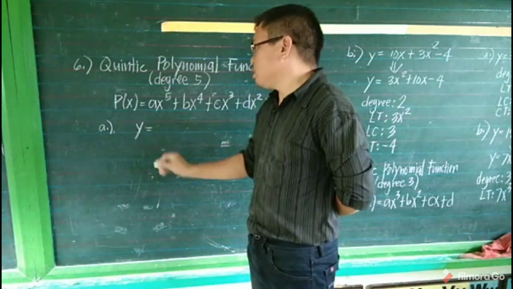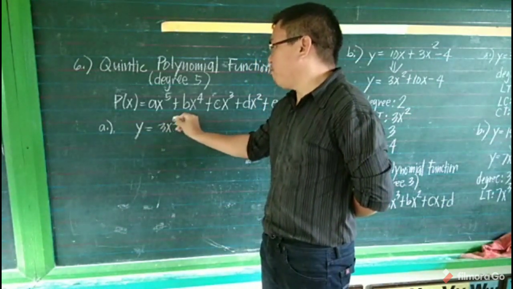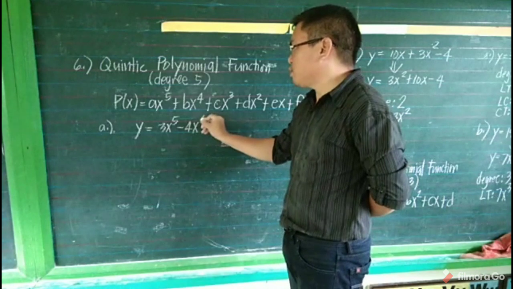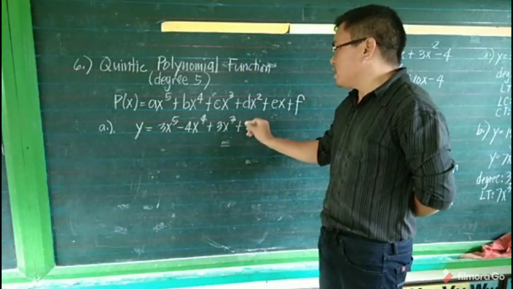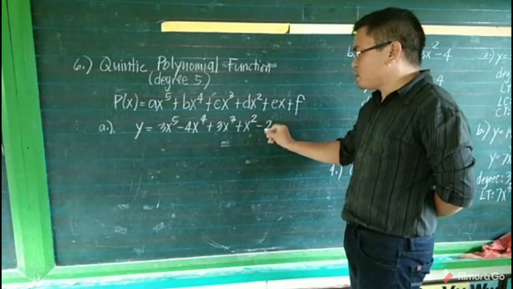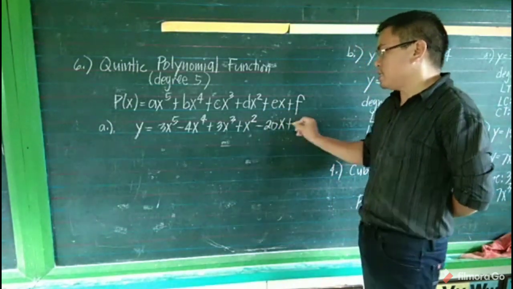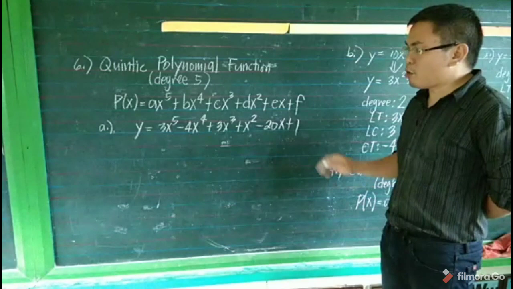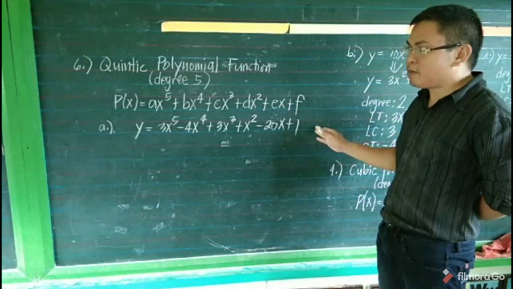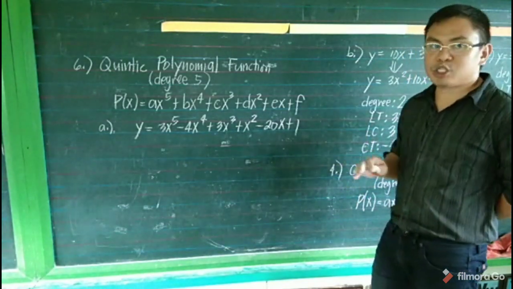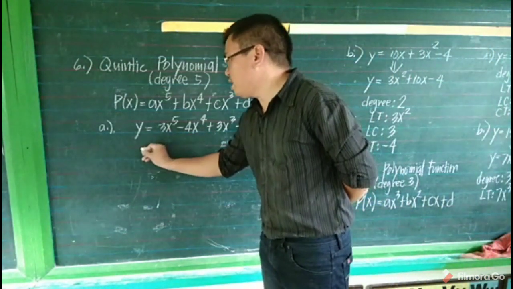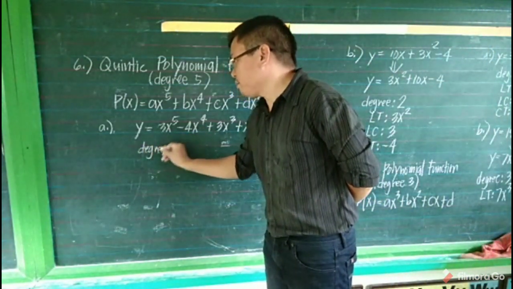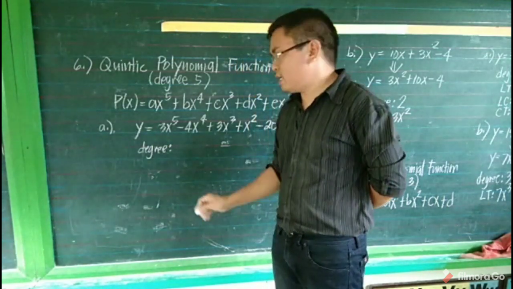Y is equal to 3x to the exponent of 5 minus 4x to the exponent of 4 plus 3x cubed plus x squared minus 28x plus 1. So this is an example of a quintic polynomial function where all the terms are present. So after this, you can identify immediately our degree. And of course, that is 5.